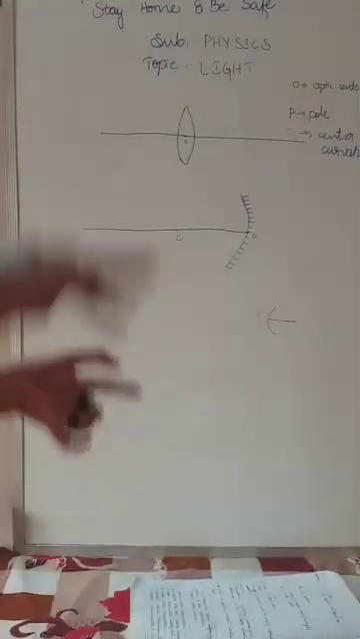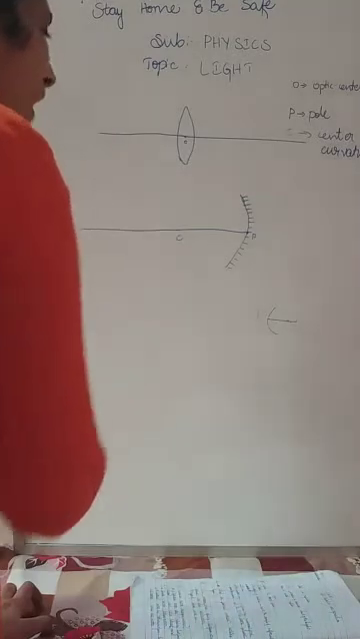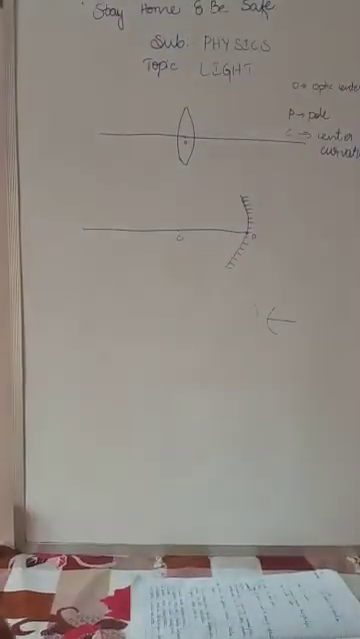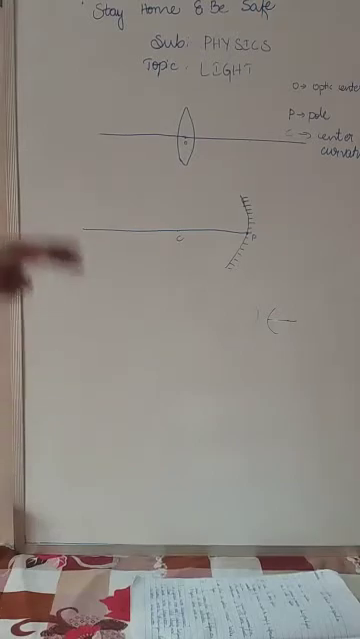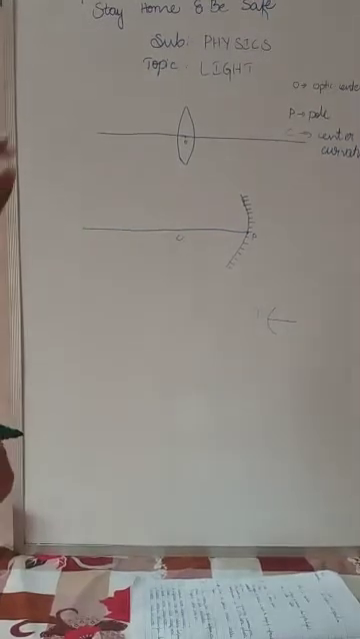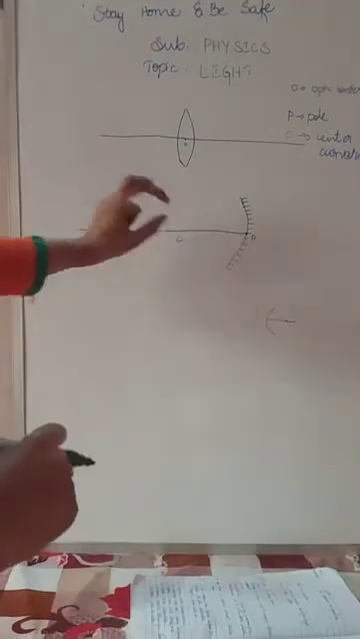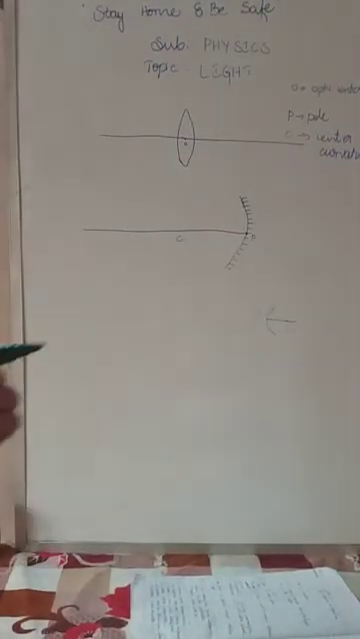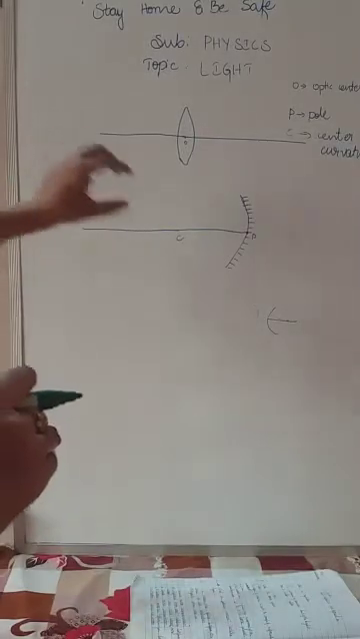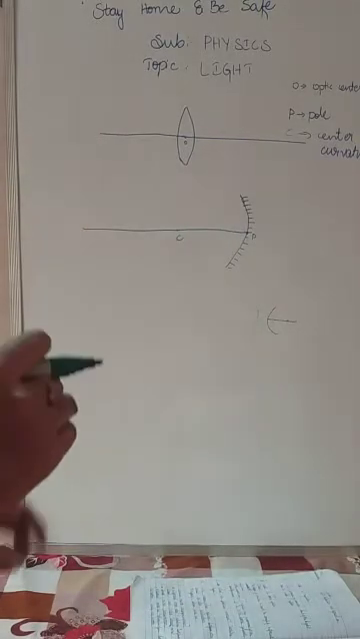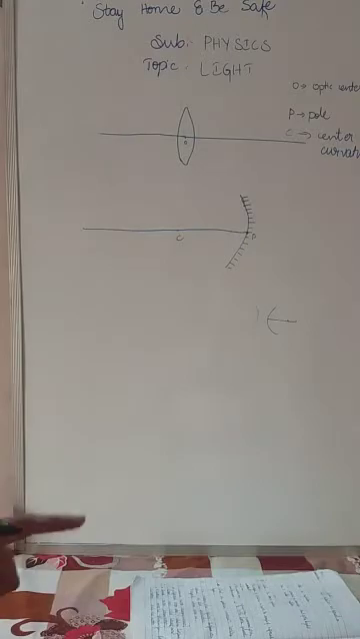In a convex mirror, it lies behind it. Behind means at the back. So that is called the center of curvature. What is meant by center of curvature? The center point of the reflecting surface is called the center of curvature. Keep that in mind. The center point of the reflecting surface is called the center of curvature.